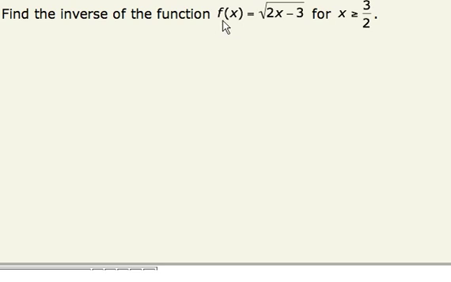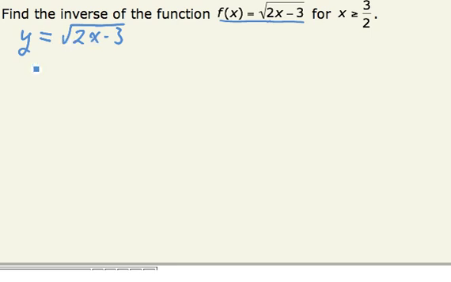In this problem, we are asked to find the inverse of the function f of x equals the square root of 2x minus 3. The algorithm for finding inverses of functions goes like this. The first step is to write y equals square root of 2x minus 3, which is another way of expressing that function. The next step is to solve this equation for the variable x.